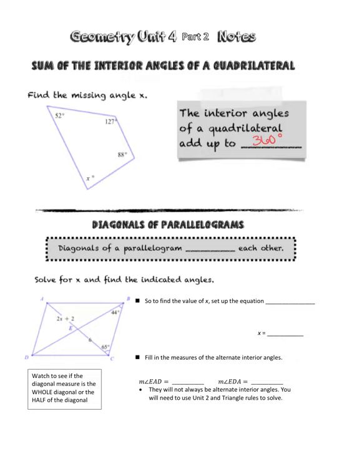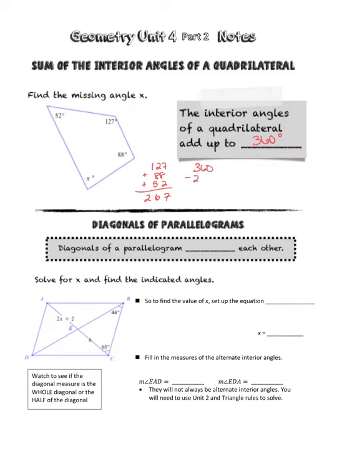So remember how you found the missing angle of a triangle? You do the same thing here. Same concept. So what I would do is add 127 plus 88 plus 52. And that gives me 267.